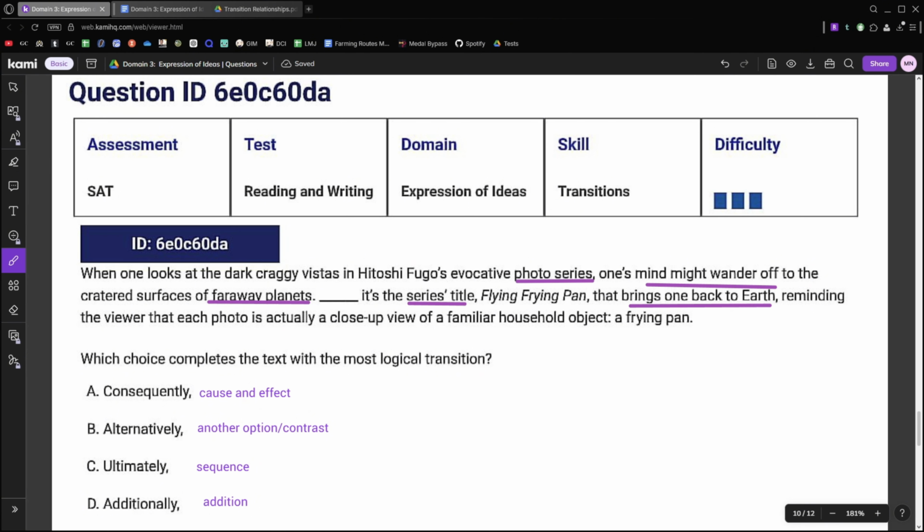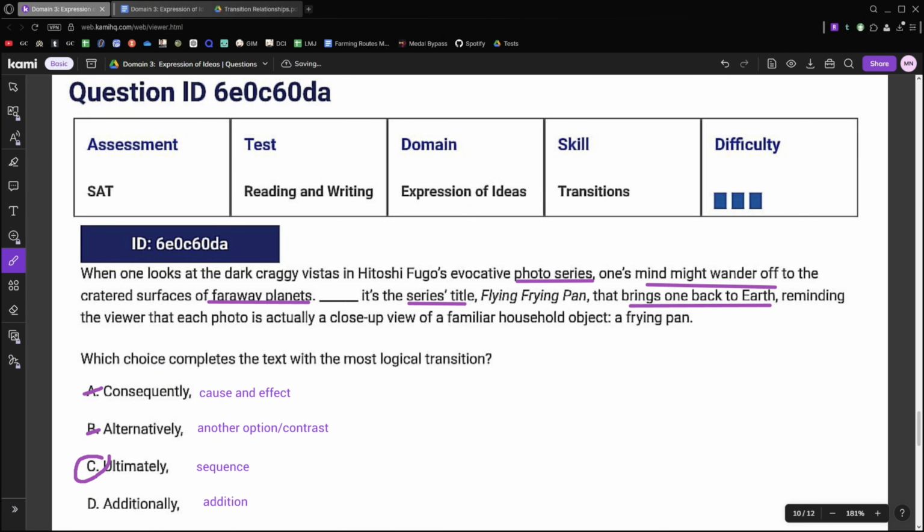First up, is this cause and effect? No, it's not. Making your mind wander off to faraway planets is what brings you back to Earth? That does not make sense. Is it another option? No, we're not introducing a new option, so it can't be B. C. Now this one is a little bit tricky. I will tell you now that it is the answer, because if you were to plug it in, these photos make you think of faraway planets, but ultimately, in the end, at the end of the day, it's the series title that brings you back to Earth. That would make sense. So that's why C would be our answer.